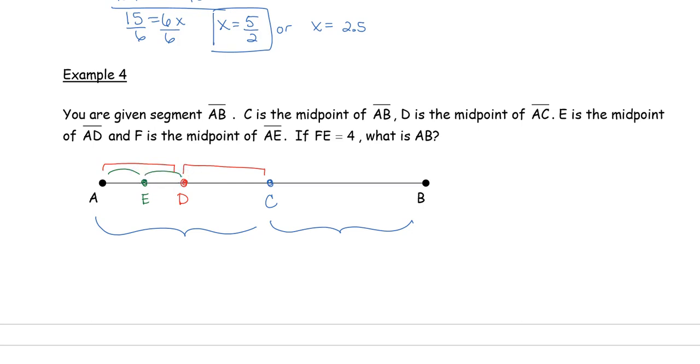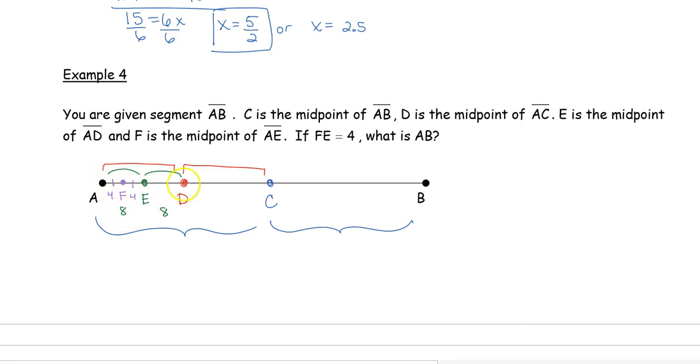Going further, F is the midpoint of AE. So we've cut that in half as well, giving us those two congruent segments. What we do know is FE is equal to 4. So from F to E, this is 4. If that's the midpoint, remember, we cut it in half into 2 equal pieces. So if that's 4, then this is 4. Then we can work backwards. 4 and 4, segment AE is going to be 8, which means segment ED is going to be 8.